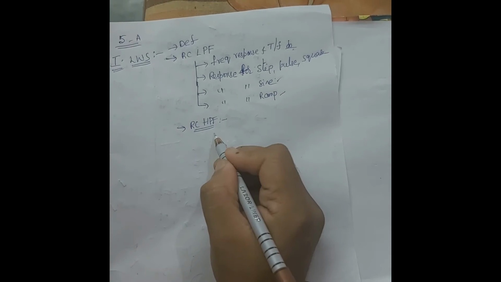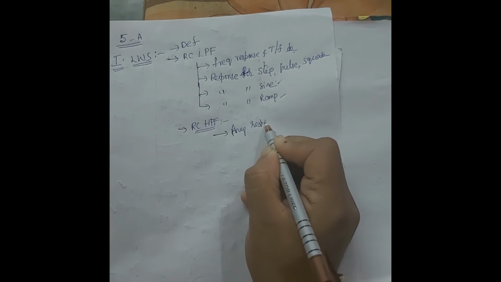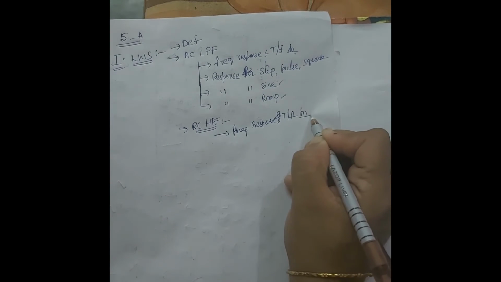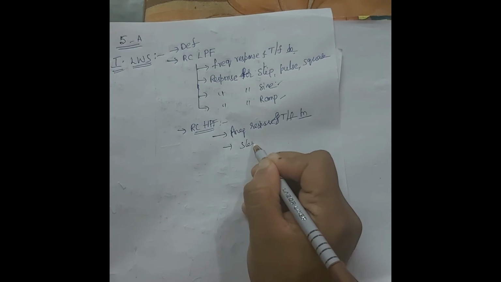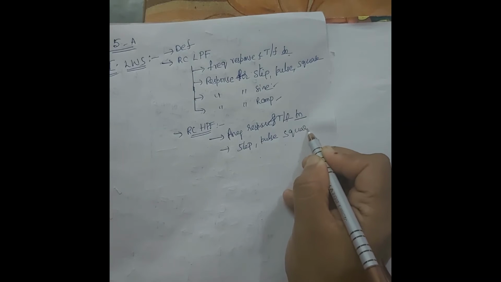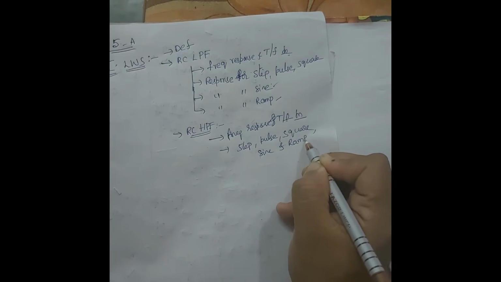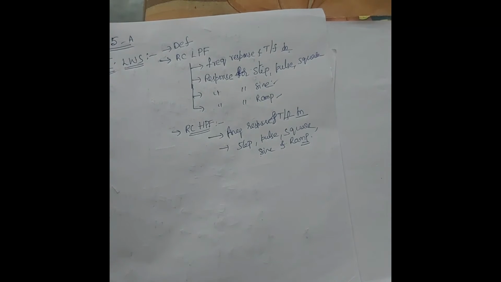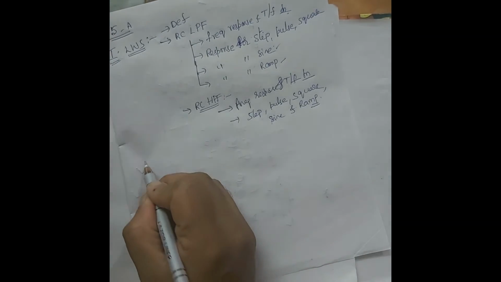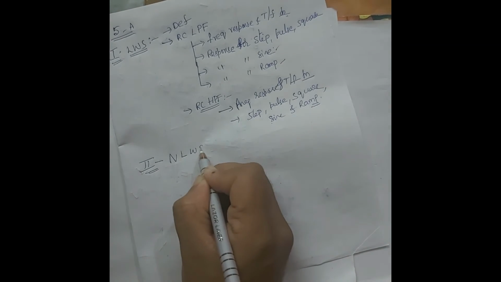Okay, this is RC high pass filter. This also has frequency response, transfer function, same response for step, pulse, square, sinusoidal and ramp inputs. RC low pass filter and RC high pass filter. This finishes our linear wave shaping, the 5th unit A part. The second part will be non-linear wave shaping.